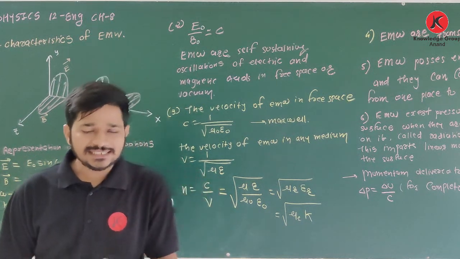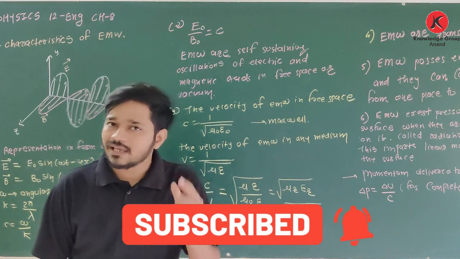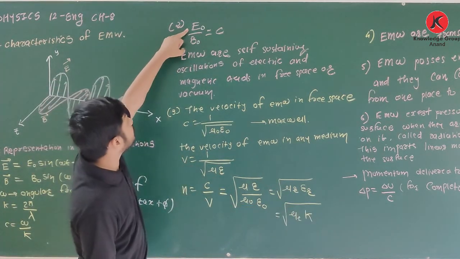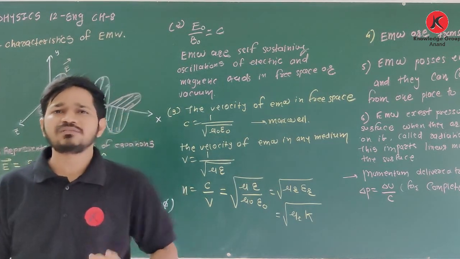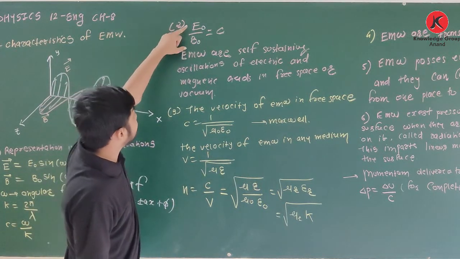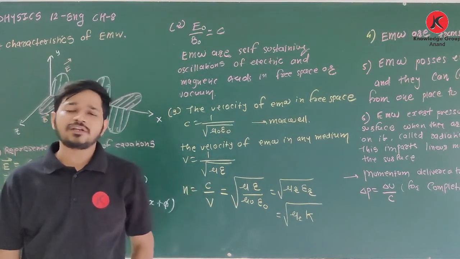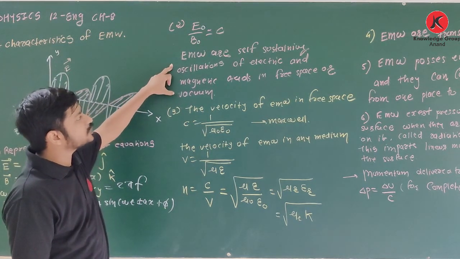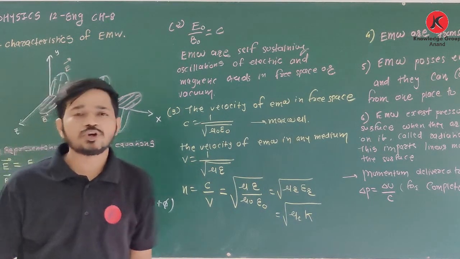Again, when you are given cross fields, electric field and magnetic field, only particles having speed equal to E0 upon B0 will move without deflection. So we have already proved this relation, that E0 upon B0 is equal to c, the speed of electromagnetic waves in vacuum. So electromagnetic waves are self-sustaining oscillations of electric and magnetic field in free space or vacuum.